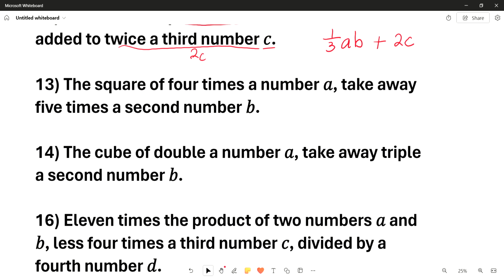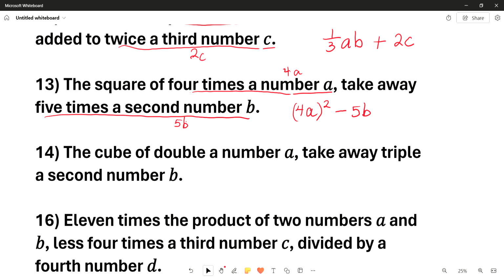Number 13, the square of 4 times a number a, take away 5 times a second number b. Well, 4 times a would be 4a, and 5 times b would be 5b. So let's go back and read what they're asking us to do. It says the square of 4 times a number a. So that's 4a squared, right? So 4a squared, take away 5 times b, which is 5b. So 4a squared, take away 5b.